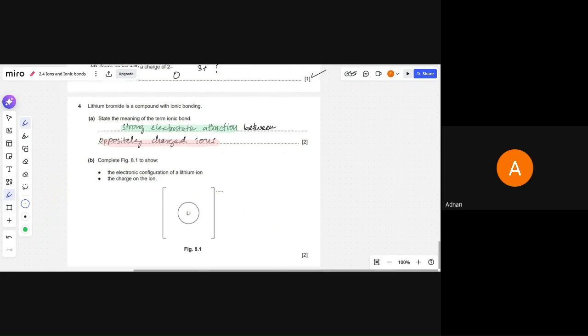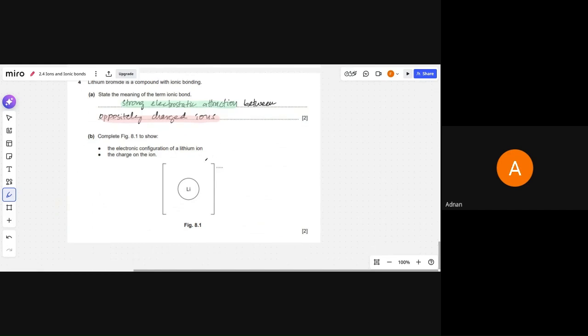Okay, so the next question is part B. Complete figure 8.1 to show the electronic configuration of a lithium ion and the charge on the ion. Here you can see that only the first shell is mentioned, which means that it has lost an electron. Normally, lithium has 2 shells. It belongs to group 1, period 2, so it will have 2 shells. The atomic number is 3, so it will have 3 electrons, 2 in the first and 1 in the second.